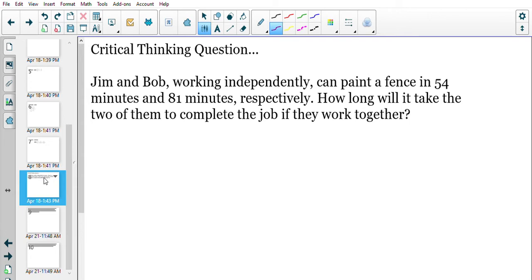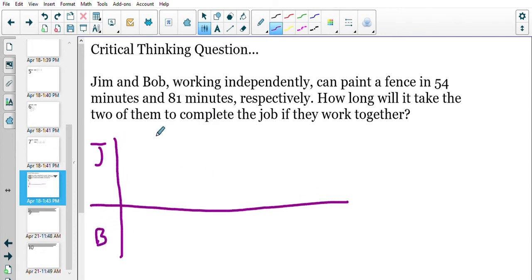So the first question we're going to look at talks about Jim and Bob. Jim and Bob, working independently, can paint a fence in 54 minutes and 81 minutes respectively. So 54 minutes for Jim, 81 minutes for Bob. How long will it take the two of them to complete the job if they work together? So let's organize our information. We know some stuff about Jim. We know some stuff about Bob.